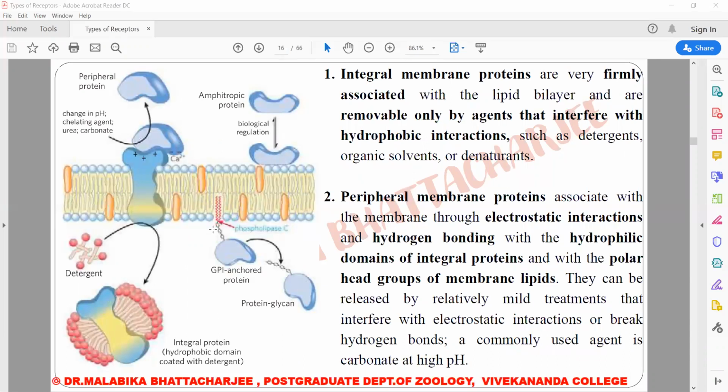As you can see, this is a picture of Lehninger. So this is a peripheral protein, this is an integral protein. There is another category of protein, the picture of which has been shown here. So this is an amphitropic protein. Now what is interesting about amphitropic protein is that these proteins can remain anchored to the membrane or they can open up. At times, G proteins behave in this manner.